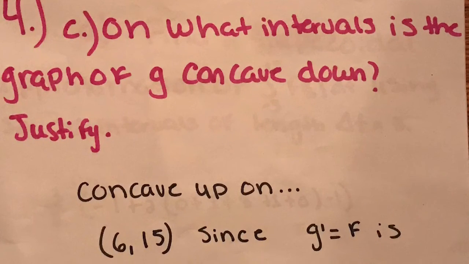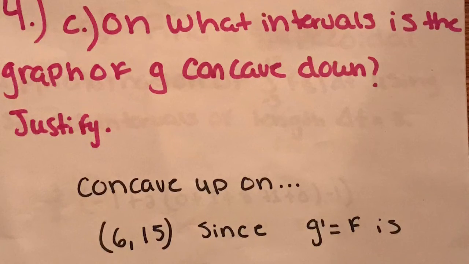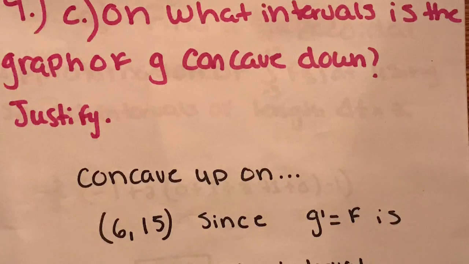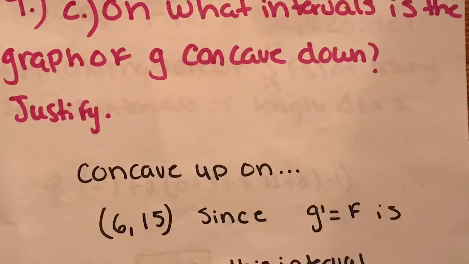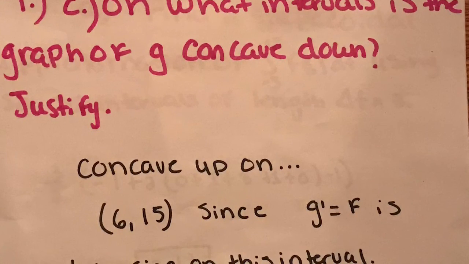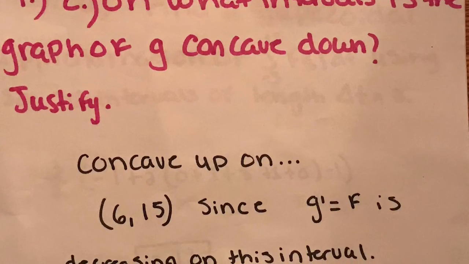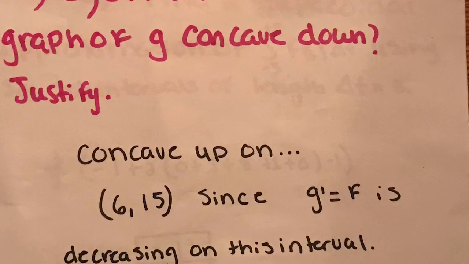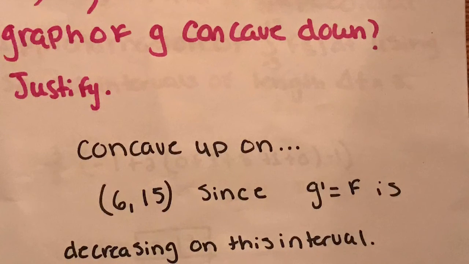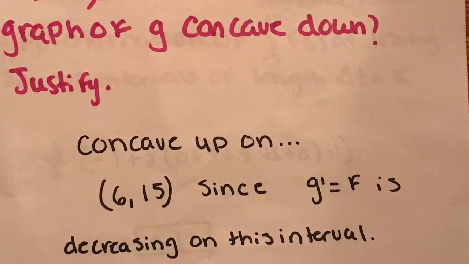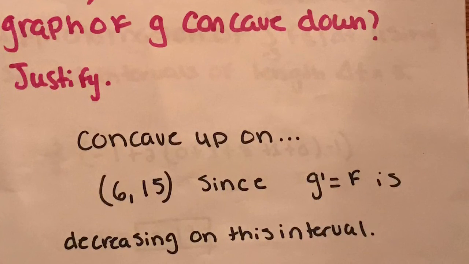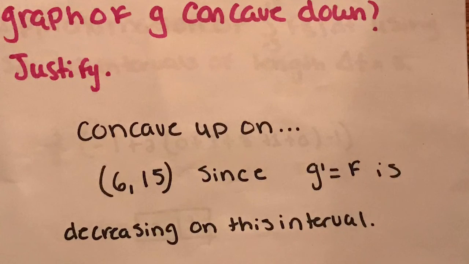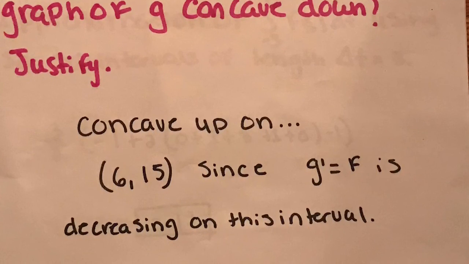Letter C asks, on what interval is the graph of g concave down? Justify your answer. g is basically position, in which case f can be basically velocity. Since we're trying to find concavity, we are looking at acceleration, or in other words f prime, which determines concavity. Since g double prime of x equals f prime of x, which is less than 0, the graph is concave down from 6 to 15.